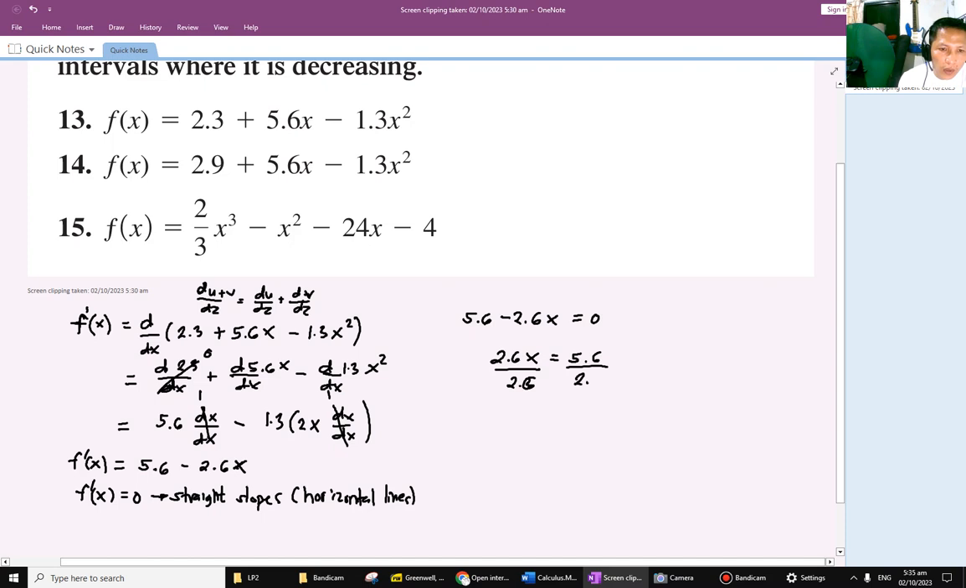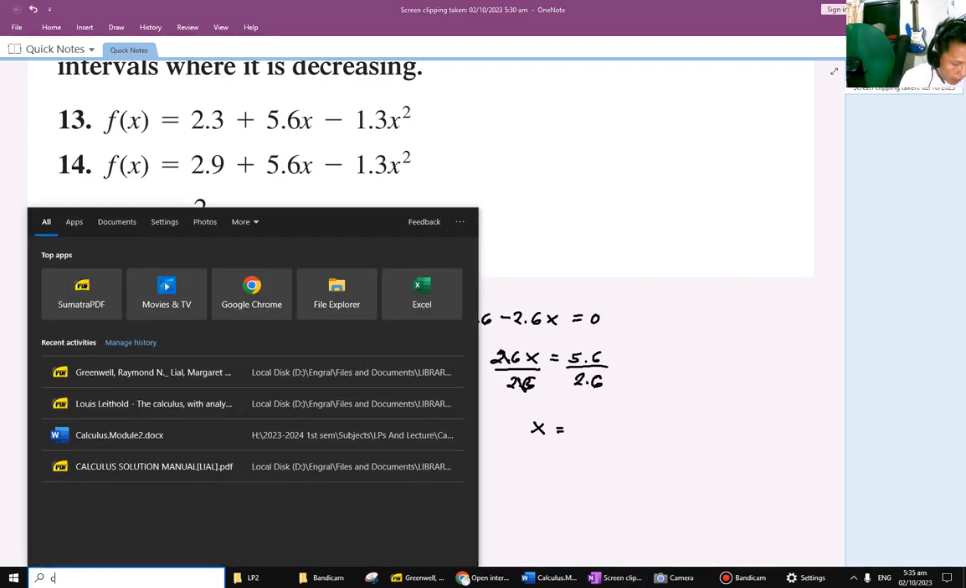Okay, so review your linear systems, so linear equations. These are linear equations. So 2.6 divided by 2.6, you would have cancel, you would retain x, and then 5.6 divided by 2.6, may I get a calculator up.